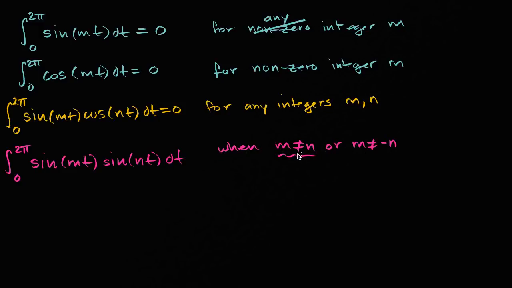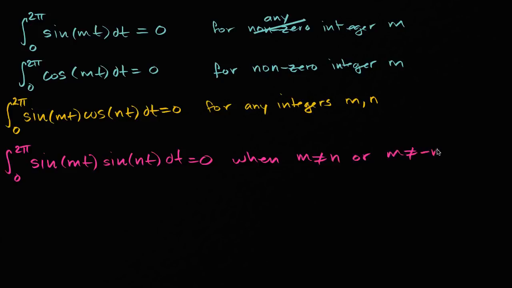And we're going to see that when this is true, this integral is going to be 0. And it's going to be equal to pi when m is equal to n. Or another way we could write this, actually let me write it this way. This integral is equal to 0 when m does not equal n or m does not equal negative n. And we're going to assume integers. When integers, m does not equal n or m does not equal negative n.